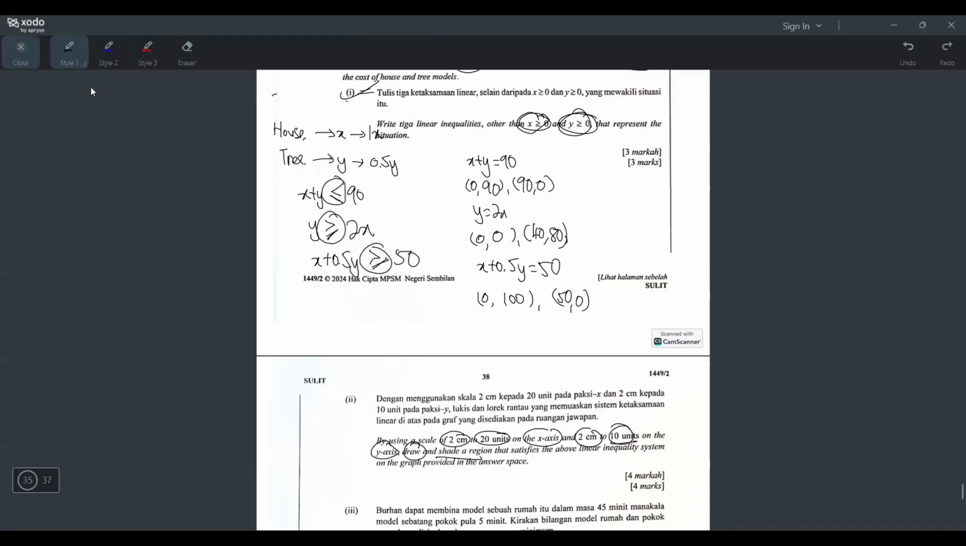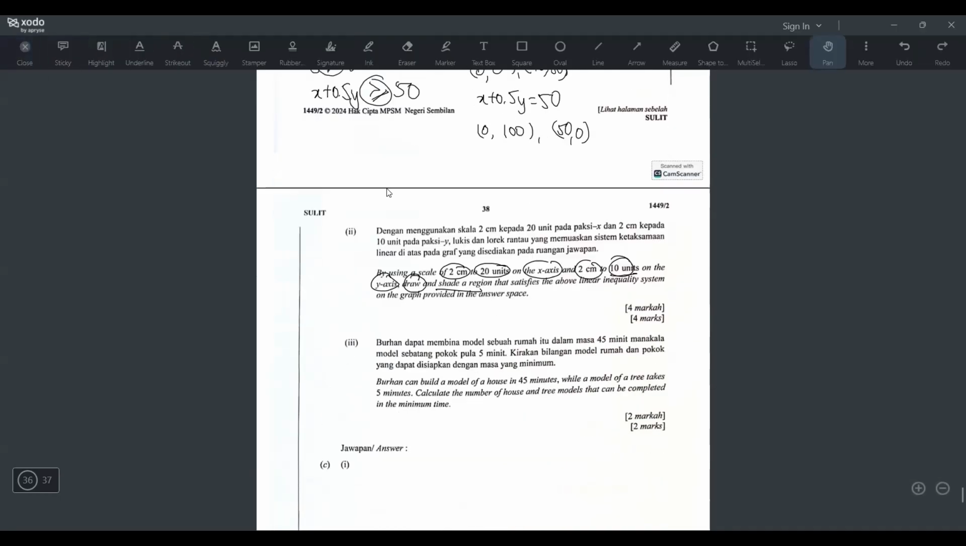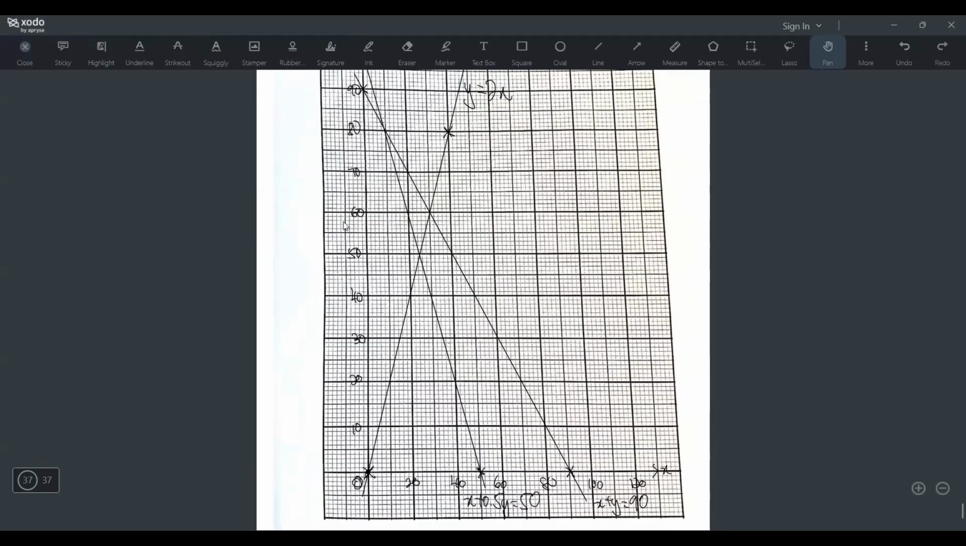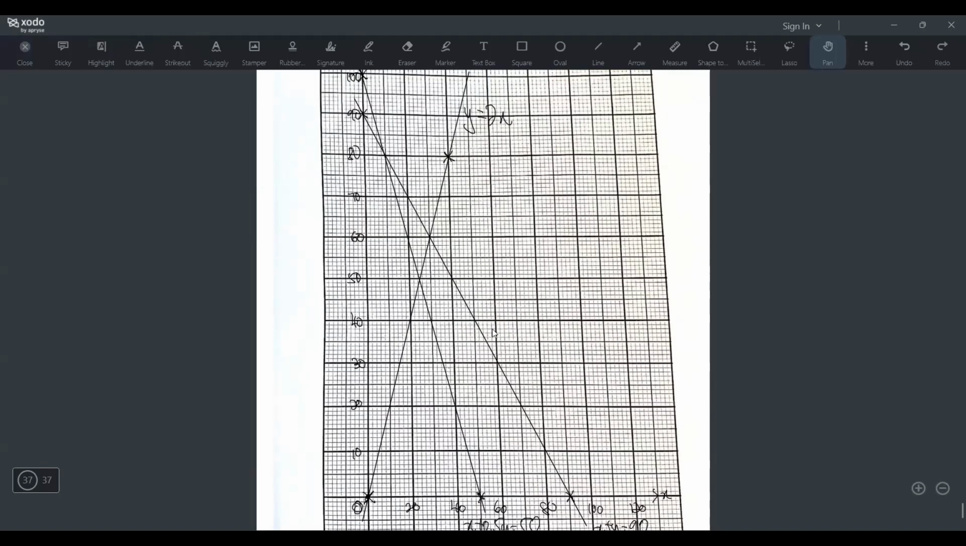Okay, the first line is smaller, but which line? The x plus y equals 90 line is smaller. So x plus y equals 90 is which line? It's this one, right? So if this line has to be smaller, then the region will be down here, down here, down here, down here, right?